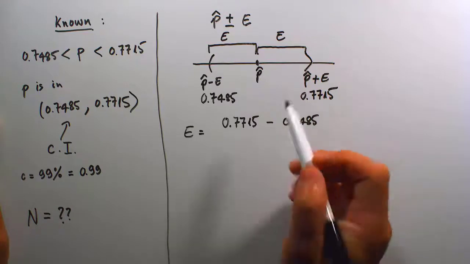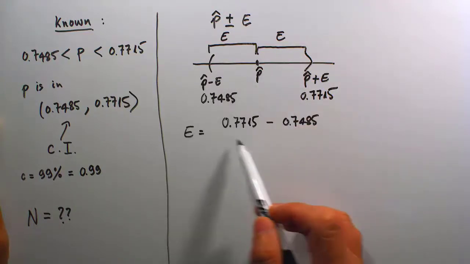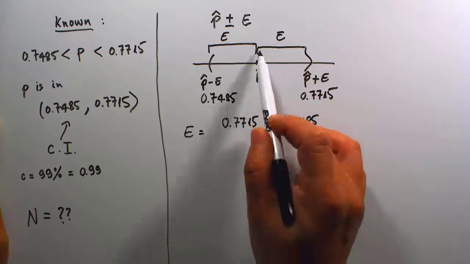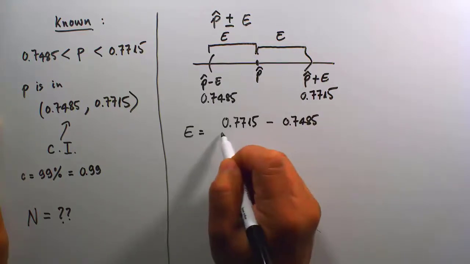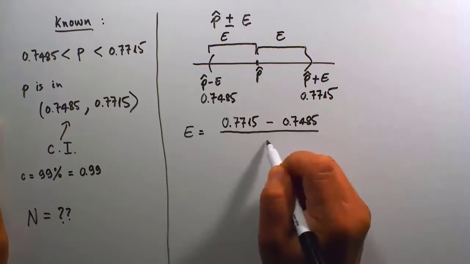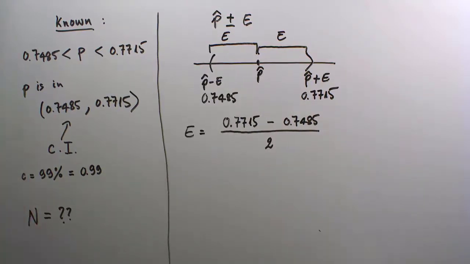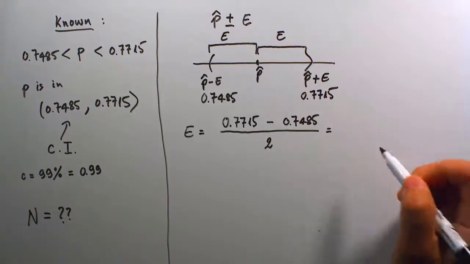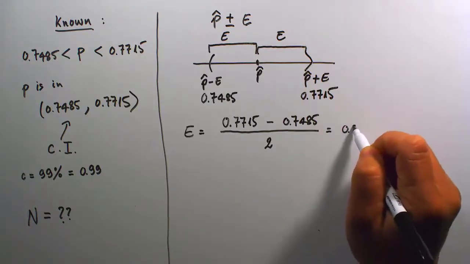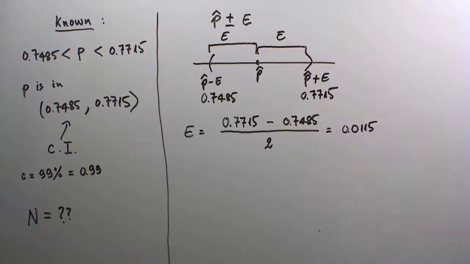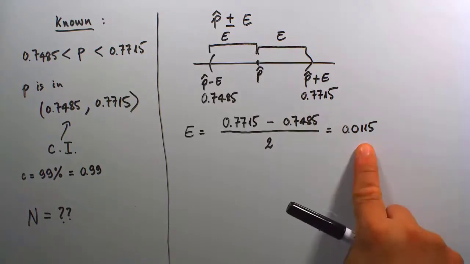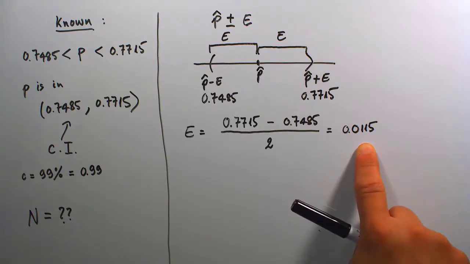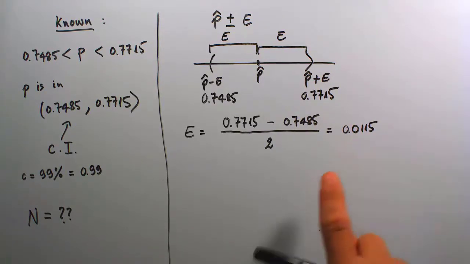And that difference is the length of the entire interval, as a reminder. But the margin of error is not the entire length of the interval; according to the picture, the margin of error is only half of the length. And so I am going to take that difference and divide it by 2. And so the final calculation comes out to be 0.0115. Now all of a sudden we realize that even though we completely bypassed using the formula, we were still able to find out how big our margin of error was.